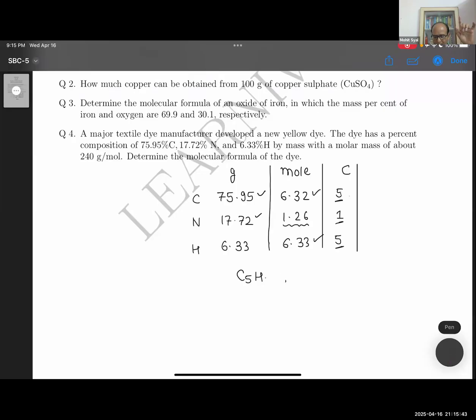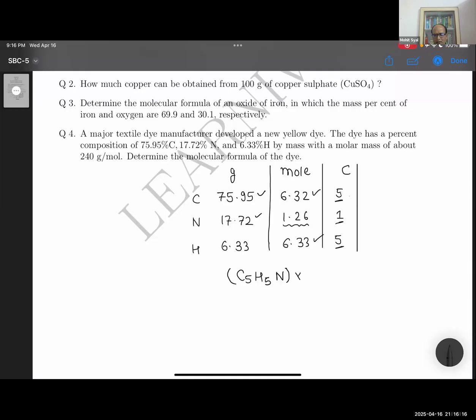So this means carbon has 5 atoms, hydrogen has 5 atoms, and nitrogen is 1. This 1 you don't write actually. So this is going to be the empirical formula of the compound. Empirical formula gives you the ratio of the number of atoms. It doesn't give you the actual number of atoms. I hope this is clear to all of you.